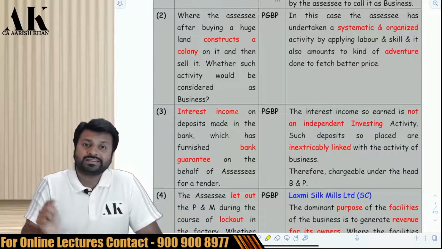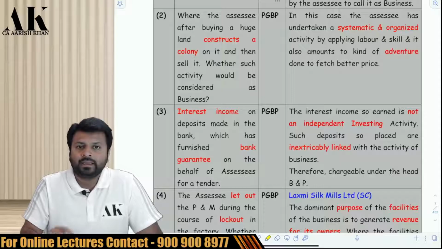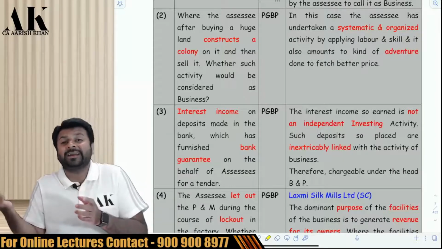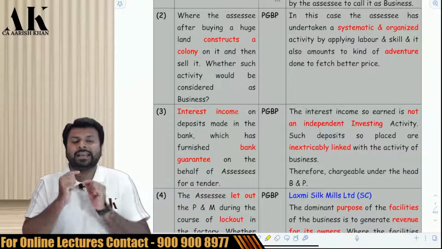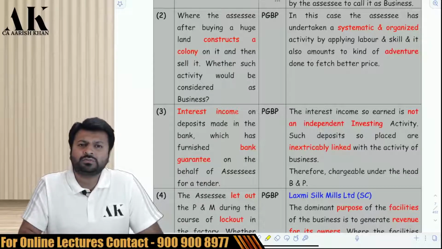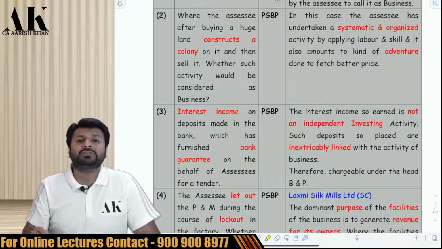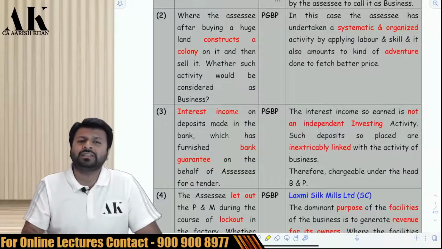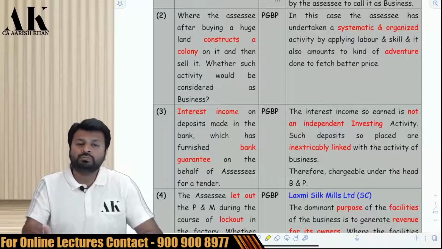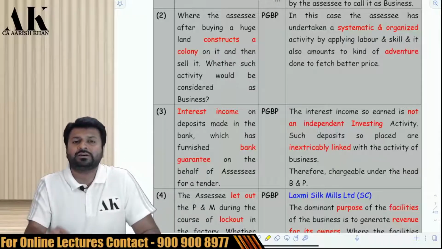Now the question is, what is the intention of this interest? The intention of this interest is to earn interest? No, it is to get a business contract. And therefore, this interest is inextricably linked with the activity of business. Inextricably means closely linked with the activity of business. And therefore, this interest will be chargeable under what? Under PGBP, as it is not an independent investment activity. In fact, it has been done with an intention of getting a business contract, to give benefits to my business. Therefore, this interest will be chargeable under the head PGBP.